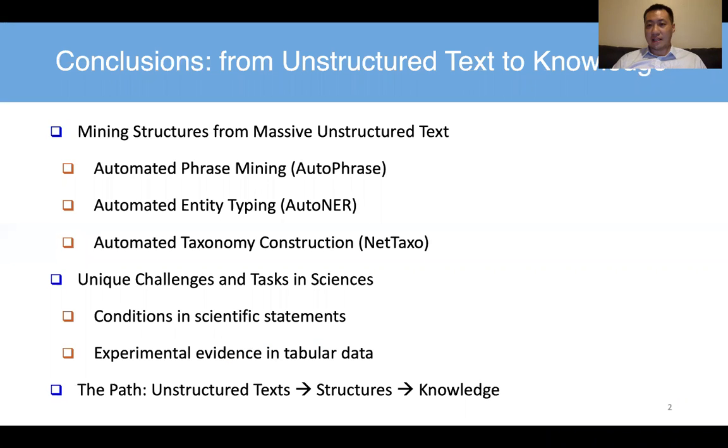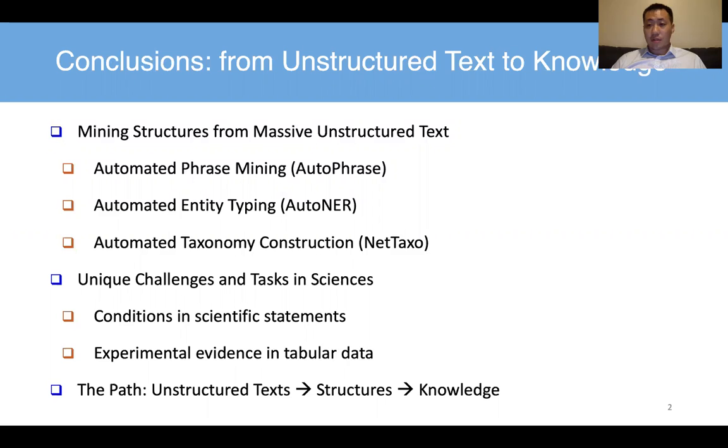First of all, I'd like to use just one page to summarize the technologies we talked about today for scientific text mining and knowledge graph. Professor Jingbo Shang introduced a few automatic techniques for mining structures from a large amount of unstructured data, including phrase mining, entity recognition and typing, and taxonomy construction.